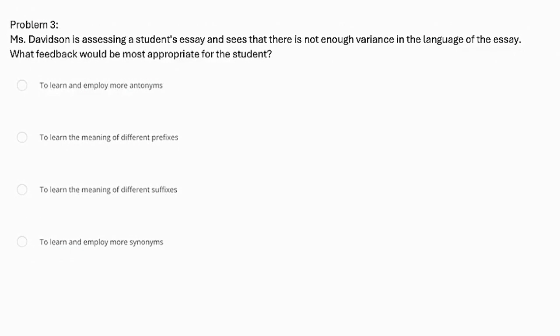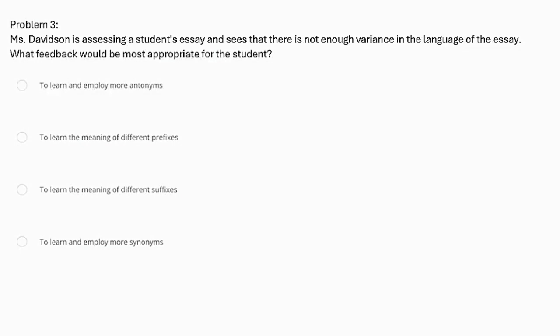Problem number 3. Ms. Davidson is assessing a student's essay and sees that there is not enough variance in the language of the essay. What feedback would be most appropriate for the student? To learn and employ more antonyms? To learn the meaning of different prefixes? To learn the meaning of different suffixes? Or to learn and employ more synonyms?